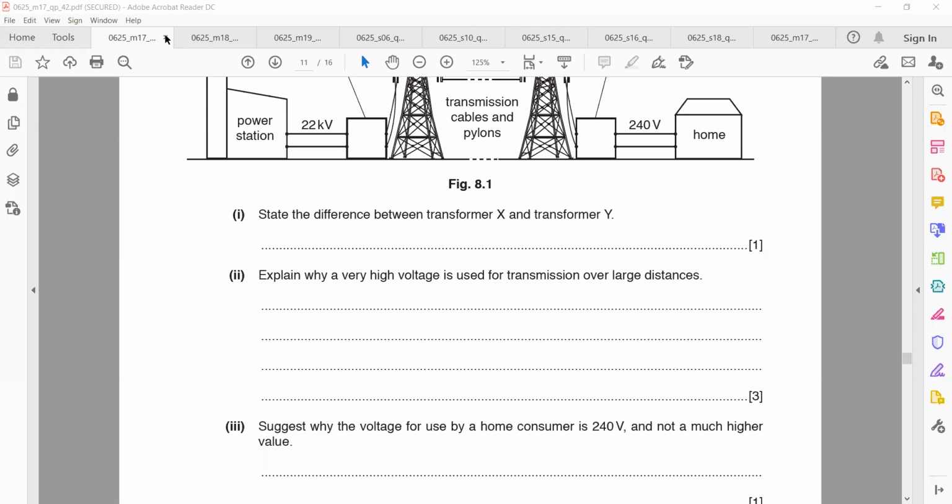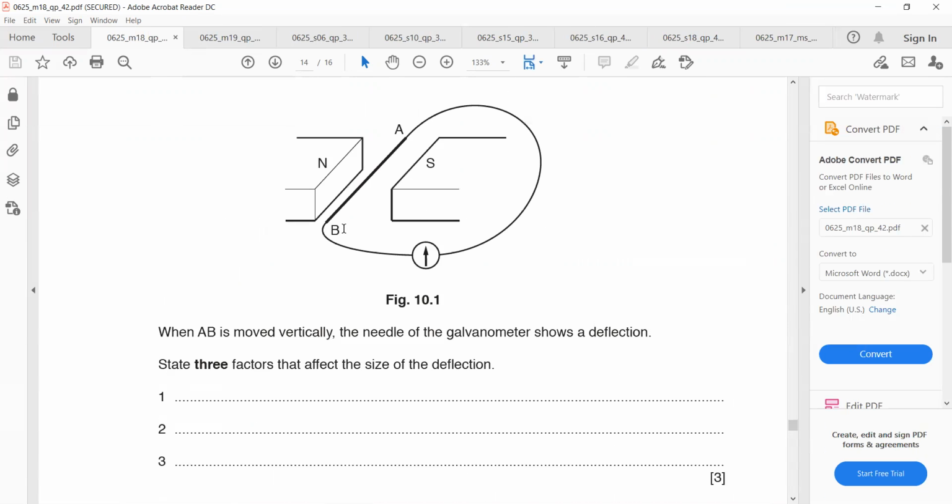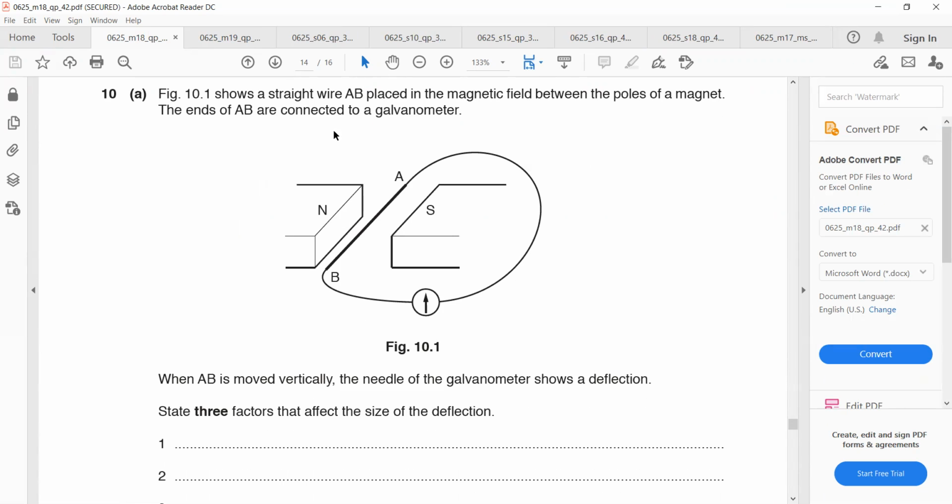Okay, next question. This is about electromagnetic induction. And the next question is about transformer.